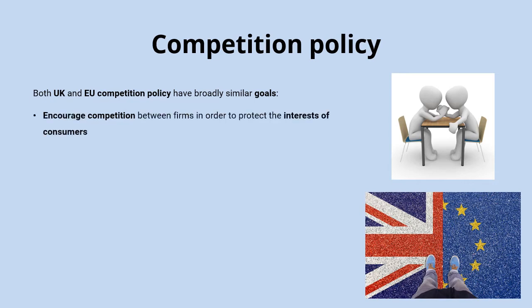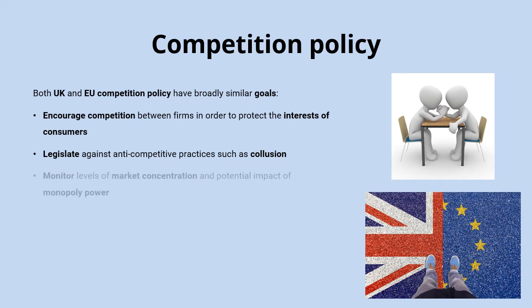Those goals are encouraging competition between firms and therefore protecting the interests of consumers, and legislating against any anti-competitive practices such as collusion. That's when firms, particularly in oligopoly markets, work very closely together to try and force up prices or do other actions that can be quite anti-competitive against consumers. Or also monitoring levels of market concentration, so that's the market share held by the few largest firms in the industry and the potential impact of any monopoly power. So it's really about anything which reduces competition and is against the interests of the consumers.